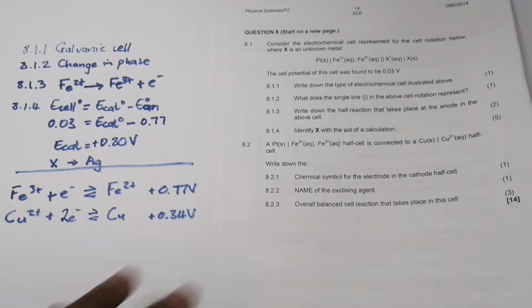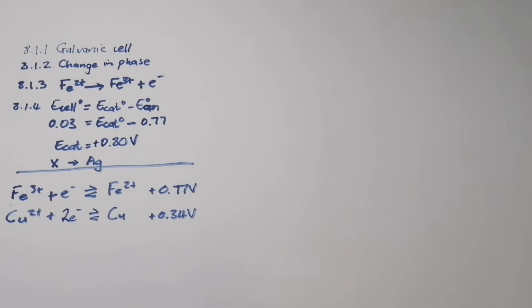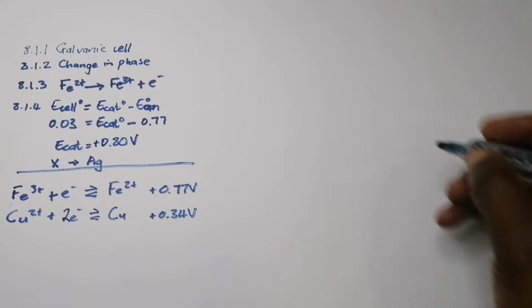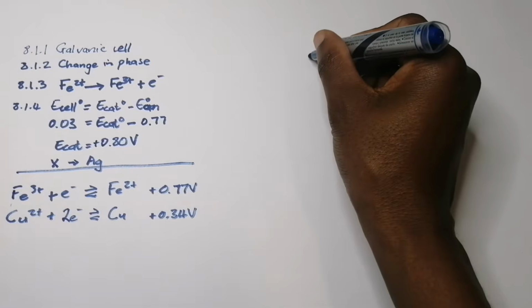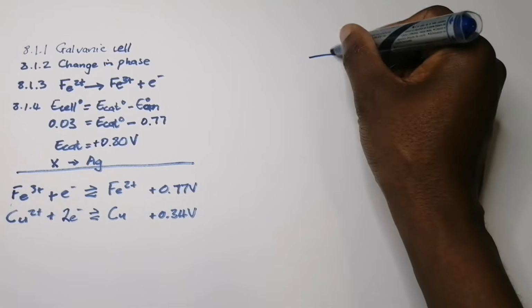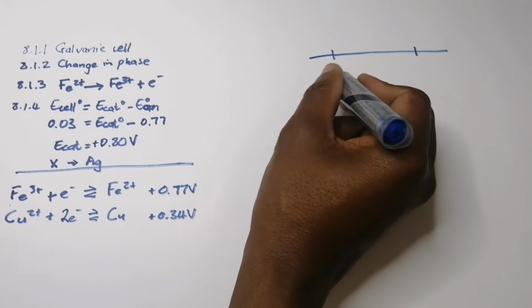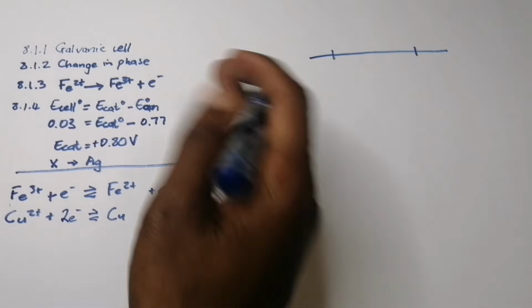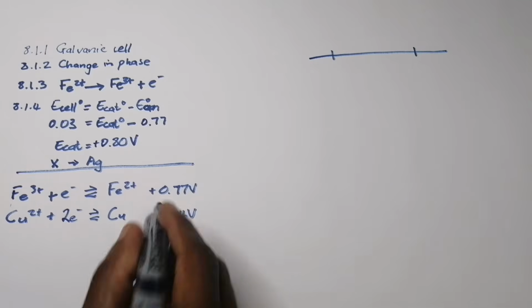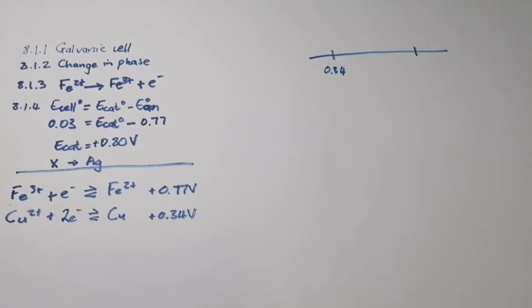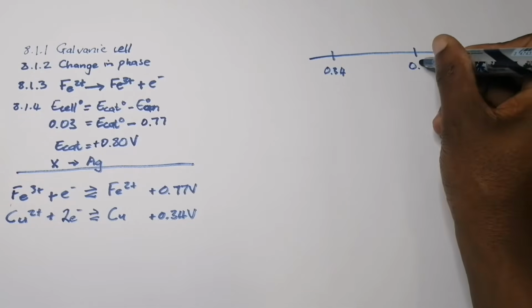All right, so I'm just going to do some gymnastics over there. We're going to come back to the question. I just want to show you how I would go about identifying which one is the anode and which one is the cathode. I said that all you simply do is draw the number line. Remember, in your number line, you always start with the smaller value to the larger value, so they go in ascending order. So in this case, I'm going to say this is 0.34, and that's going to be 0.77 over there.